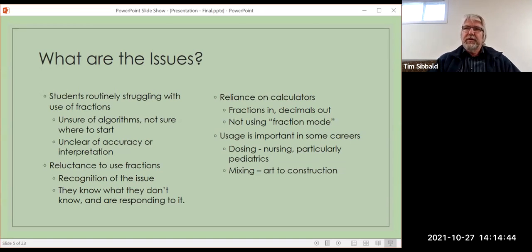I remember reading years ago a true account where a pediatric situation ended up putting a baby on life support. And it was because the medication was handled incorrectly due to a fraction mix-up. The child survived, but the fact that it can put a person on life support speaks to the importance of it.